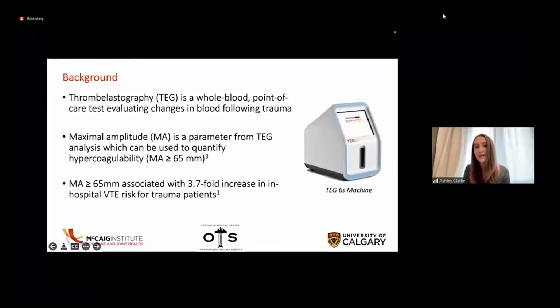I'm doing that by using a whole blood point of care test called thromboelastography, long name, more simply called TEG. Maximal amplitude values, or MA values, from this TEG analysis measure the strength of a clot, and it's used to quantify hypercoagulability. Values greater than or equal to 65 are known to be associated with a 3.7-fold increased risk in in-hospital VTE for trauma patients, such as those with pelvic and acetabular fractures.